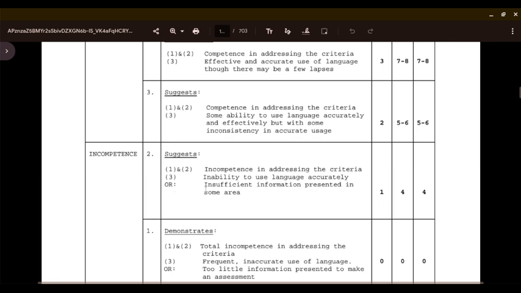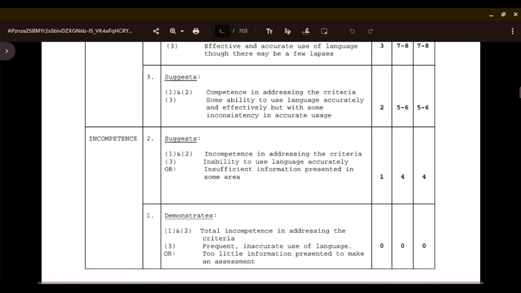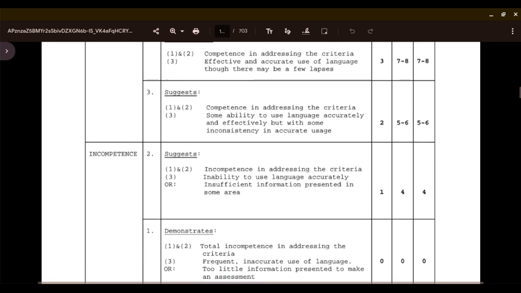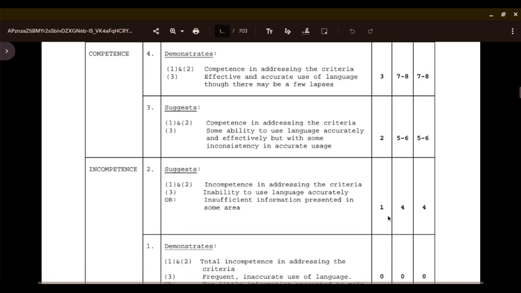And their disclaimer here is insufficient information presented in some area, right? So notice one is too little info at all, and in two, it's too little info in some areas. In one of the areas, we just don't have enough meat. And we see a range here. So we have 1 to 4.